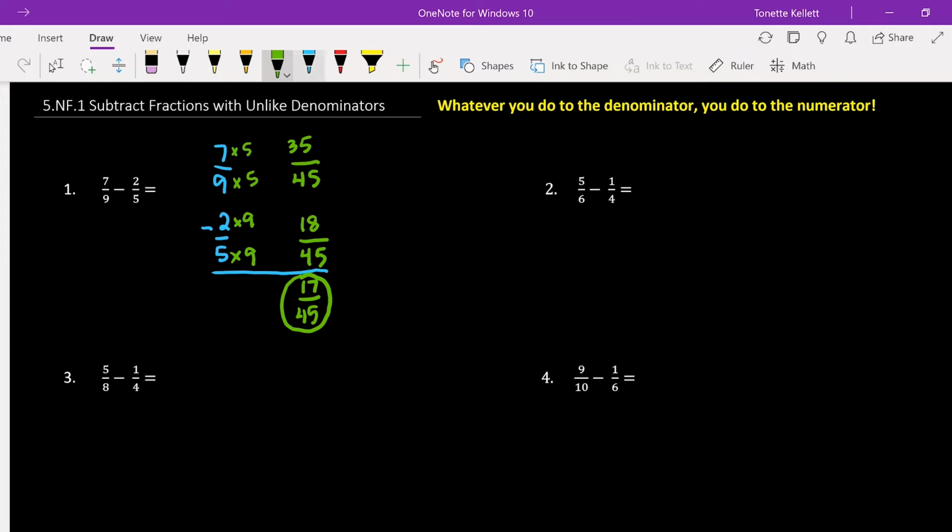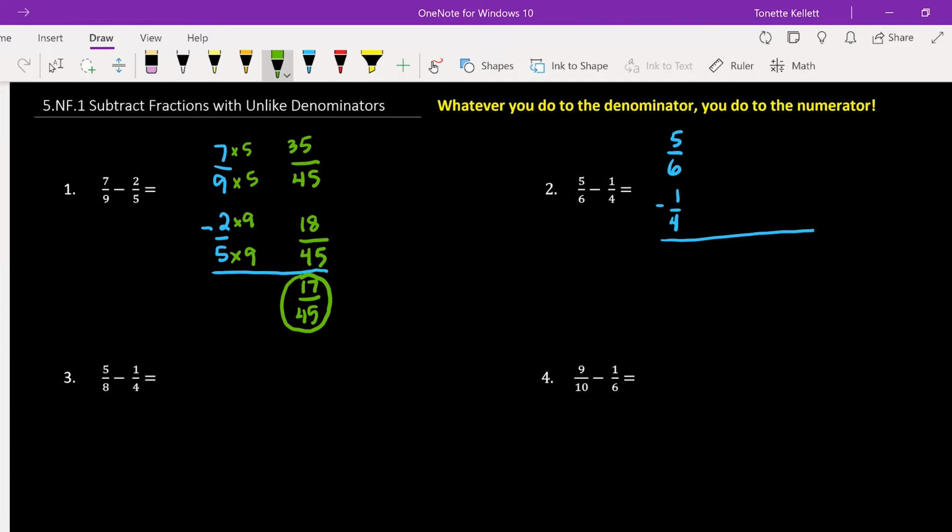Let's do the next one. 5/6 minus 1/4. We ask ourselves, are the denominators the same? The answer is no. Can 4 go into 6 evenly? The answer is no. Now, what is the smallest number that they can both go into evenly? You do not just multiply 4 times 6 to get the smallest number.